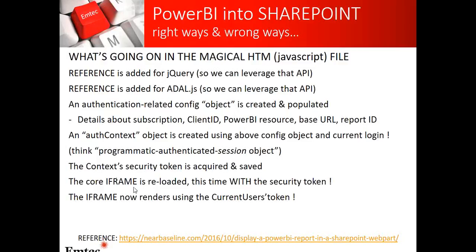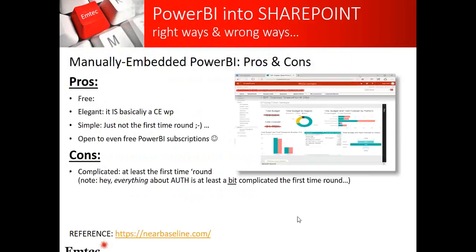Once you have that security token, then you simply, the rest of this code asks for the iframe one more time, this time with the security token, and now the iframe actually renders all of that content in a secure fashion. If we were to analyze all of this then, this particular one, we would say that on the pro side of this approach, one, it's free. Enough said. Two, it is elegant. It's basically a content editor web part that's going and accessing an HTML file that contains some JavaScript where the only thing you had to change were 4 lines of code in what seems to be a fairly intuitive way. Even if you step through it the very first time, you're probably going to get it right.